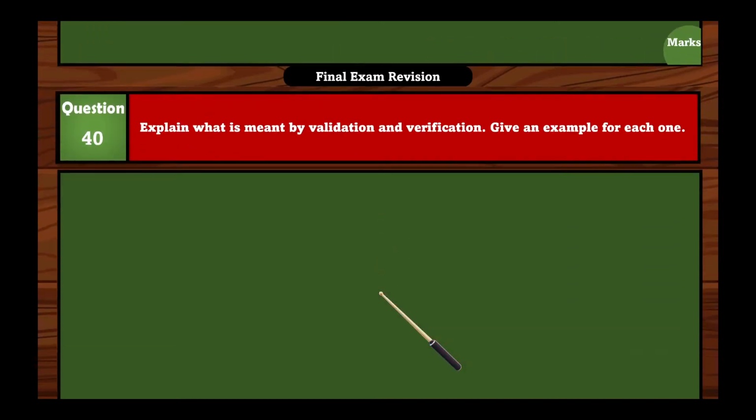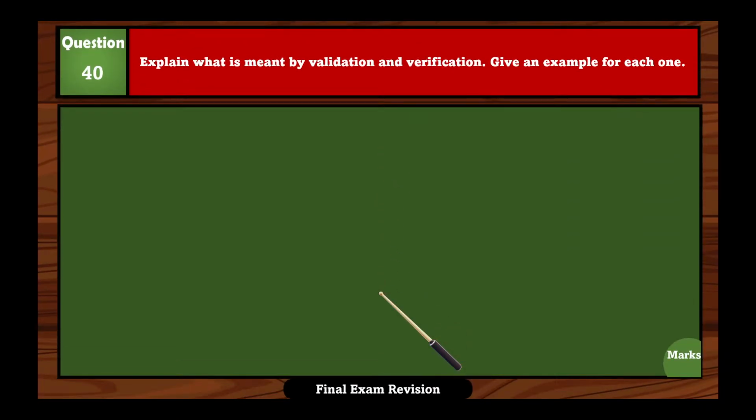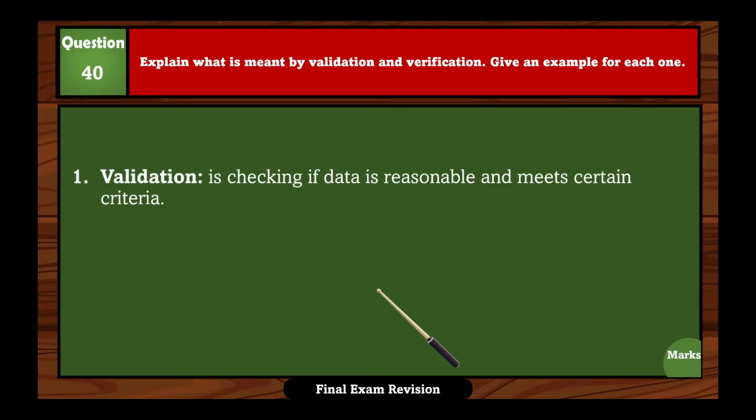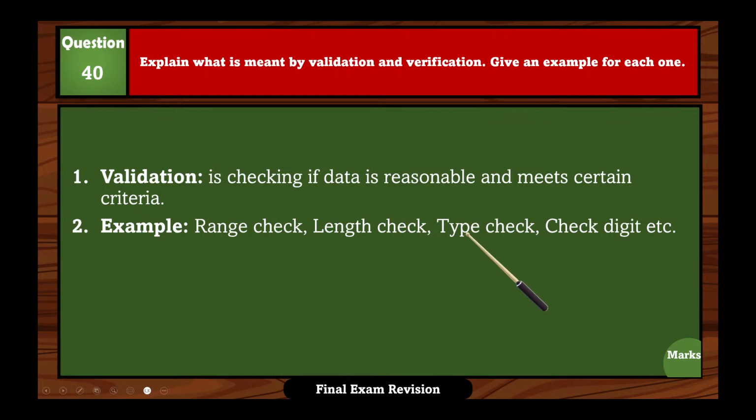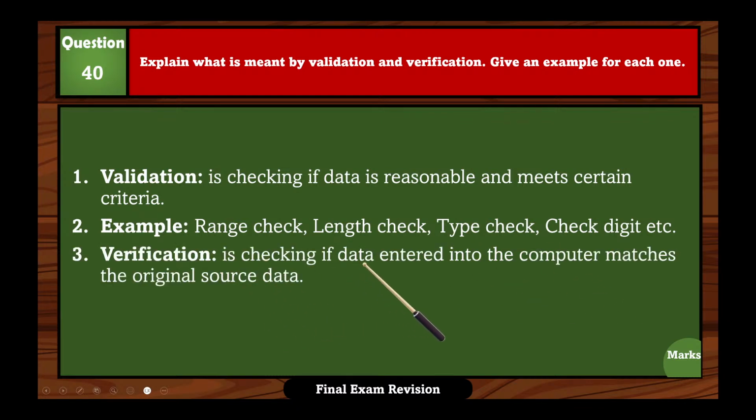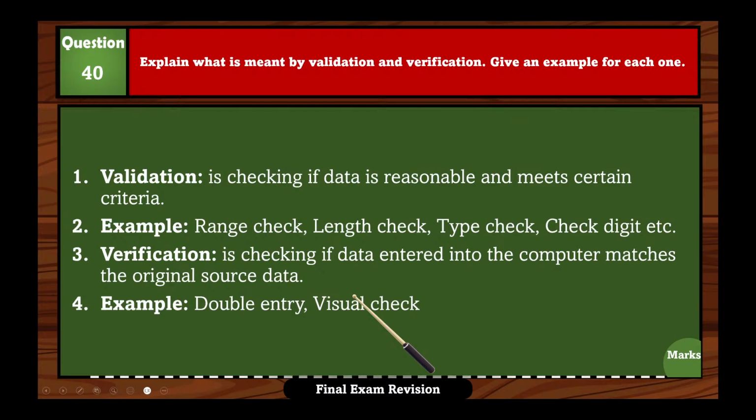Okay. Question 40. Explain what is meant by validation and verification. Give an example for each one. So what is data validation and data verification? Validation is checking if the data is reasonable and meets certain criteria. Examples of validation are range check, length check, type check, check criteria, etc. Then you have data verification, which is checking if the data entered into the computer matches the original source of the data. Examples of verification are double entry and visual check.